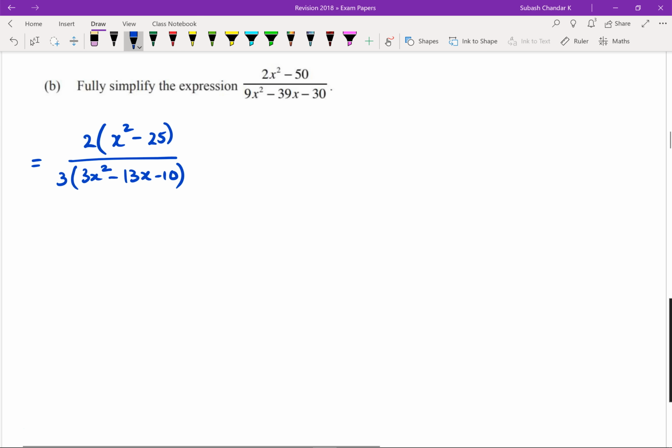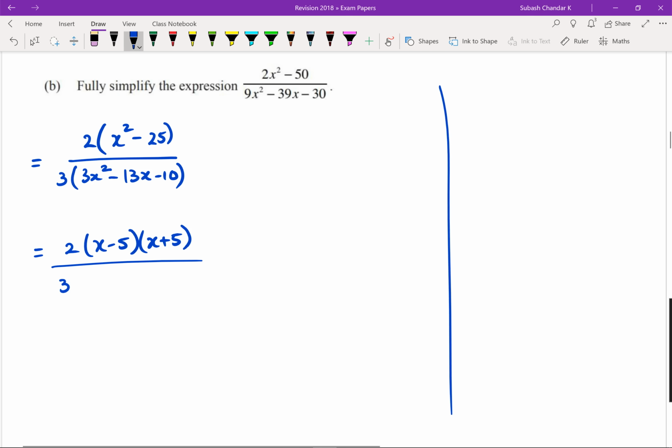So with this next step, what I could do is, because x squared minus 25, I can write that as x minus 5 and x plus 5. And that's divided by 3 times 3x squared minus 13x minus 10, I've got to factorize this. I'm going to do that separately here, folks, on the side. So I've got 3x squared minus 13x minus 10.